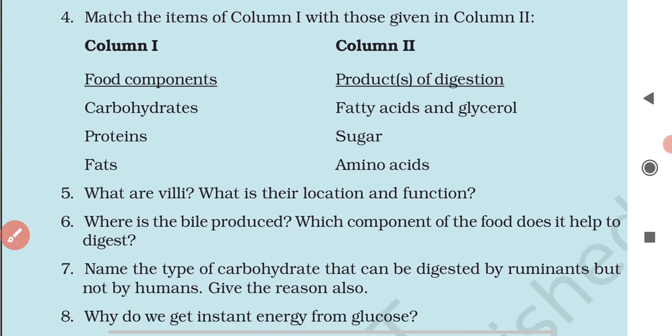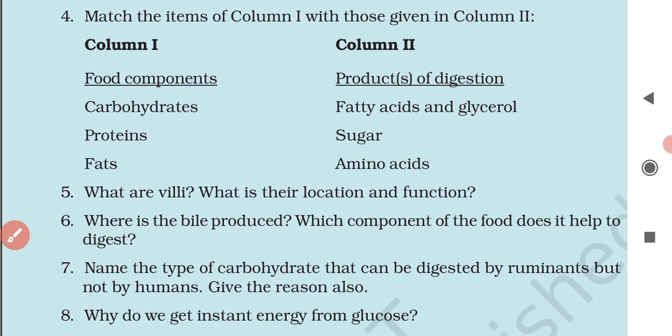Question number 4. Match the items of column 1 with those given in column 2. In column 1 you see some of the food components, like carbohydrates, proteins and fats, and in column 2 products of digestion are given, that is fatty acids and glycerol, sugar and amino acids. So you have to match the correct food components with the correct product of digestion. Okay, let's match it.